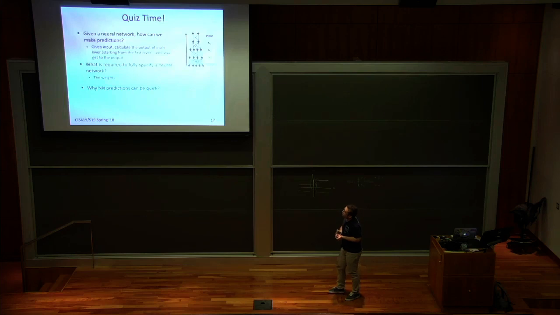Next question. Why can neural network predictions be quick, right? A lot of people say that, oh yeah, neural networks are quite fast. What do you think makes them really fast? Just make a guess. Yes. Exactly. Beautiful.